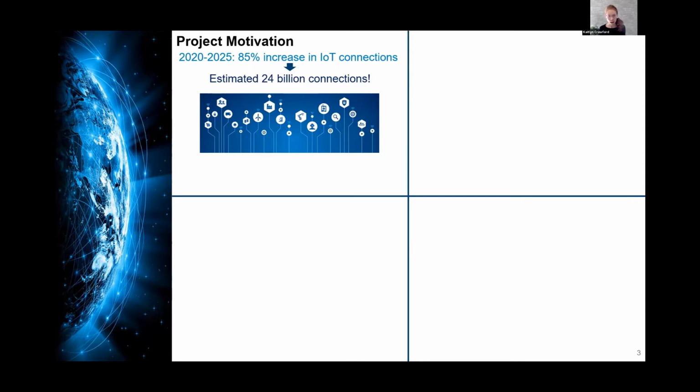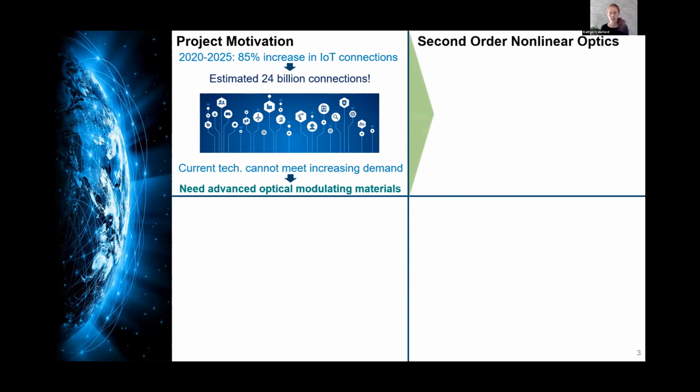And it's not just about the IoT, it's about online data and media that's being streamed and stored. And the thing is that we don't have the current technology to meet the increasing demand for where we need to be. And so in that way, we need to develop advanced optical modulating materials. And this is where second order nonlinear optics comes into play, and specifically the electro-optic effect.